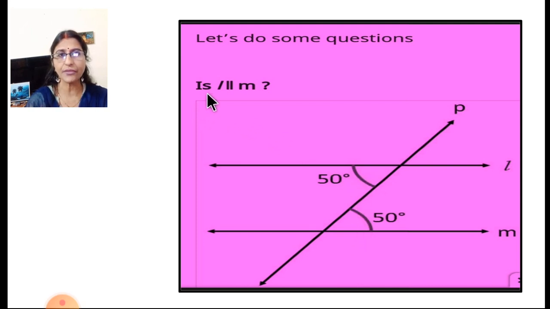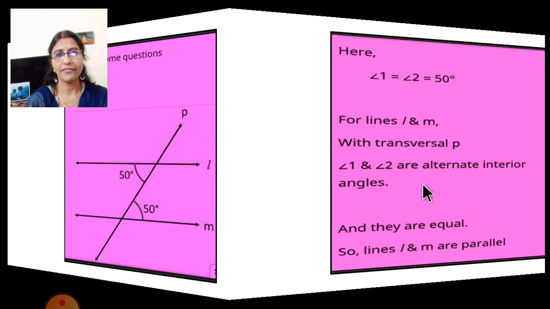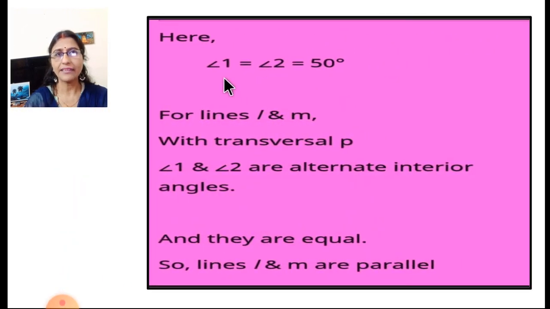Now the question is, we have to find out, is L parallel to M? So let us find out. Let us name this as angle 1, which is 50 degrees, angle 2 also 50 degrees. So how to write this? We'll write in this way: angle 1 is equal to angle 2 is equal to 50 degrees.